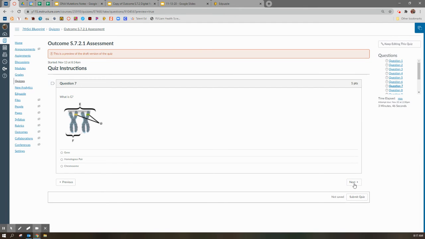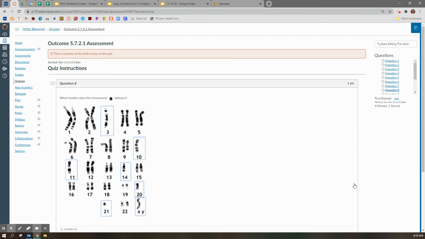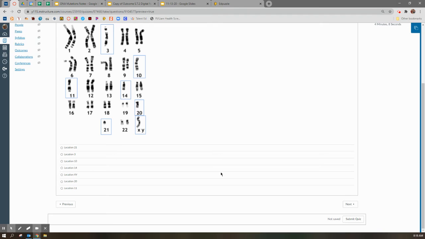Question 7. What is letter G? Is it a gene? Is it a homologous pair? Or is it a chromosome? Question 8. Which location does this chromosome belong in? Is it location 21, location 3, location 10, location 14, location XY, location 20, or location 11?